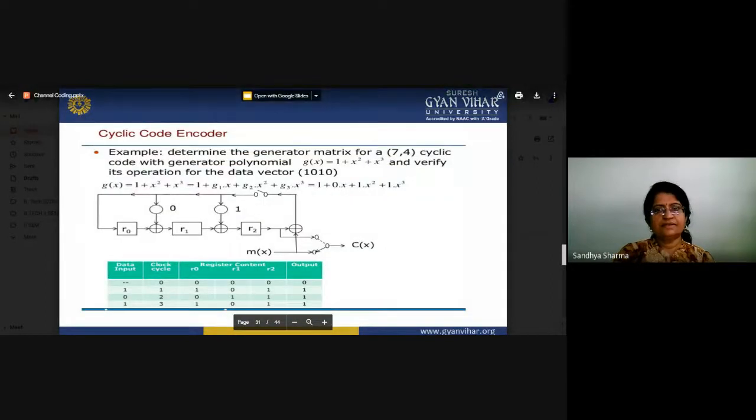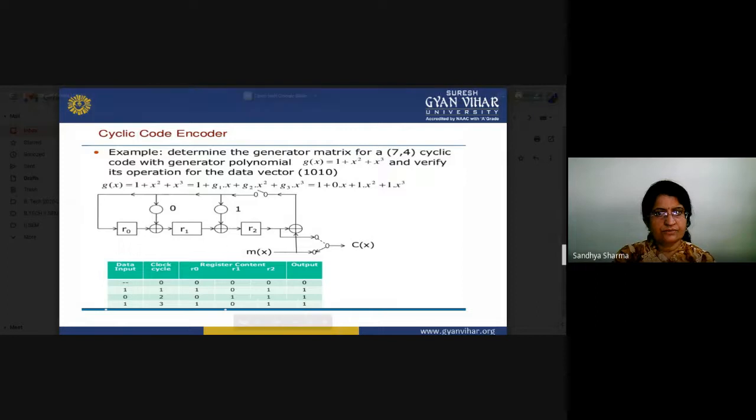There is again a cyclic code encoder. You are given a data vector. So this is the final equation. You can also have g1, g2, x square. You are given x is 0. So you can write it as 1011.